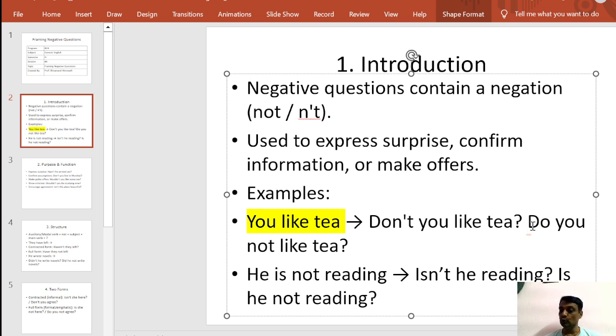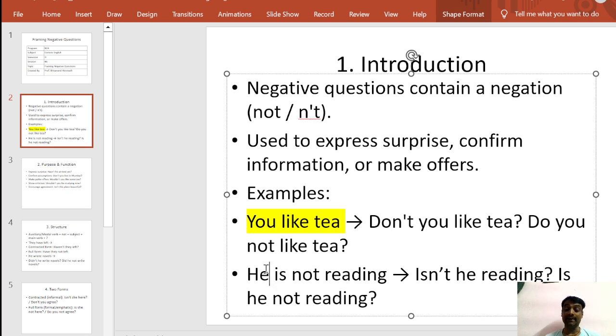"Do you not like tea?" "Do not you like tea?" That is wrong. It is "Do you not like tea?" You must know how to set the very important word "not" in the proper place. So "Do you not like tea?" is correct, and "Don't you like tea?" is also correct.